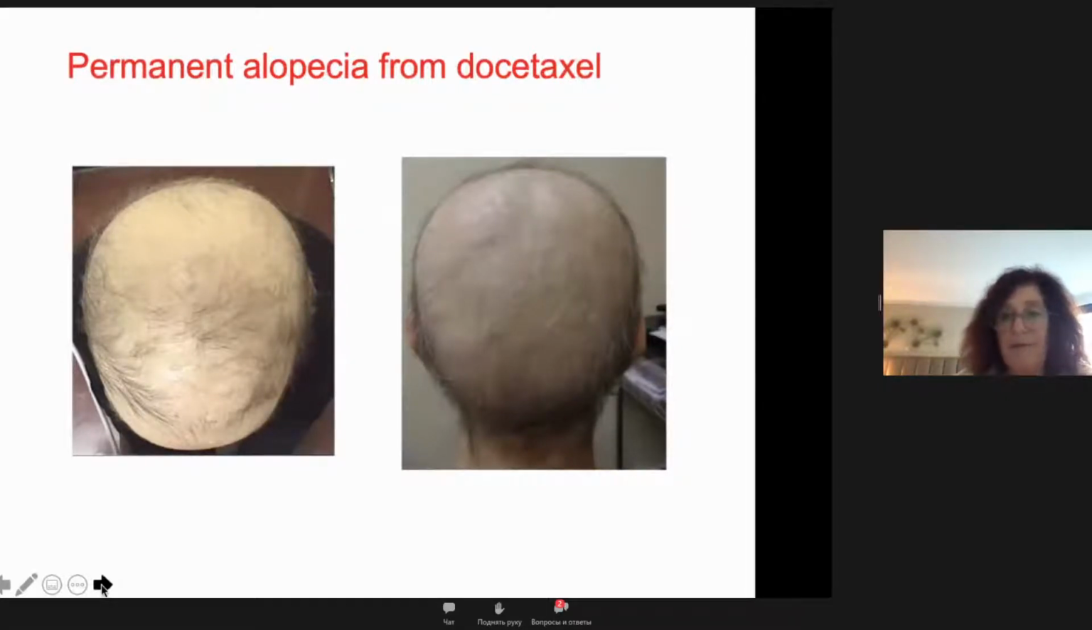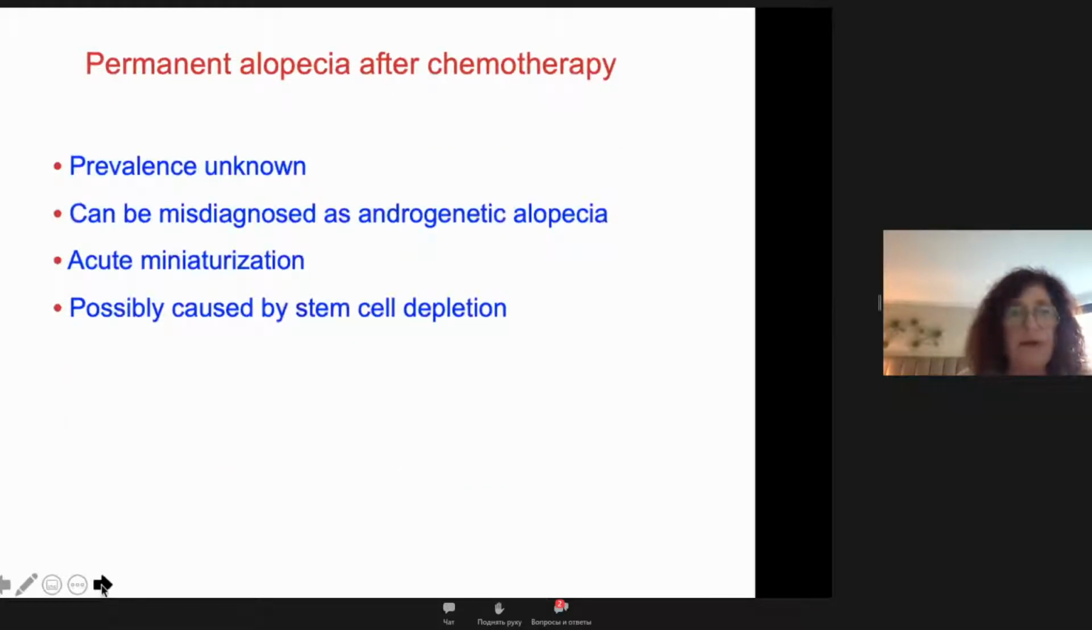So this patient presents to you with this very diffuse thinning, but if you take a good clinical history, you find out the reason. We don't know the prevalence of this permanent alopecia, it can be misdiagnosed as androgenetic alopecia, as a kind of acute miniaturization, and is possibly caused by stem cell depletion.